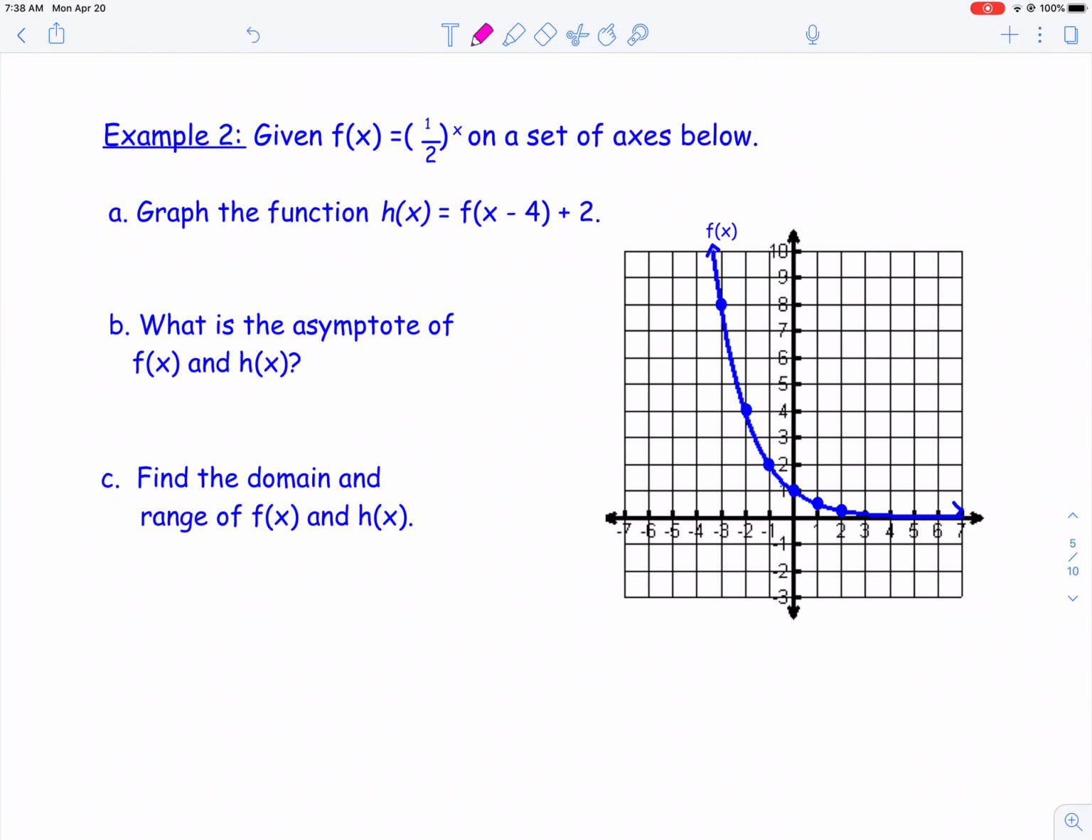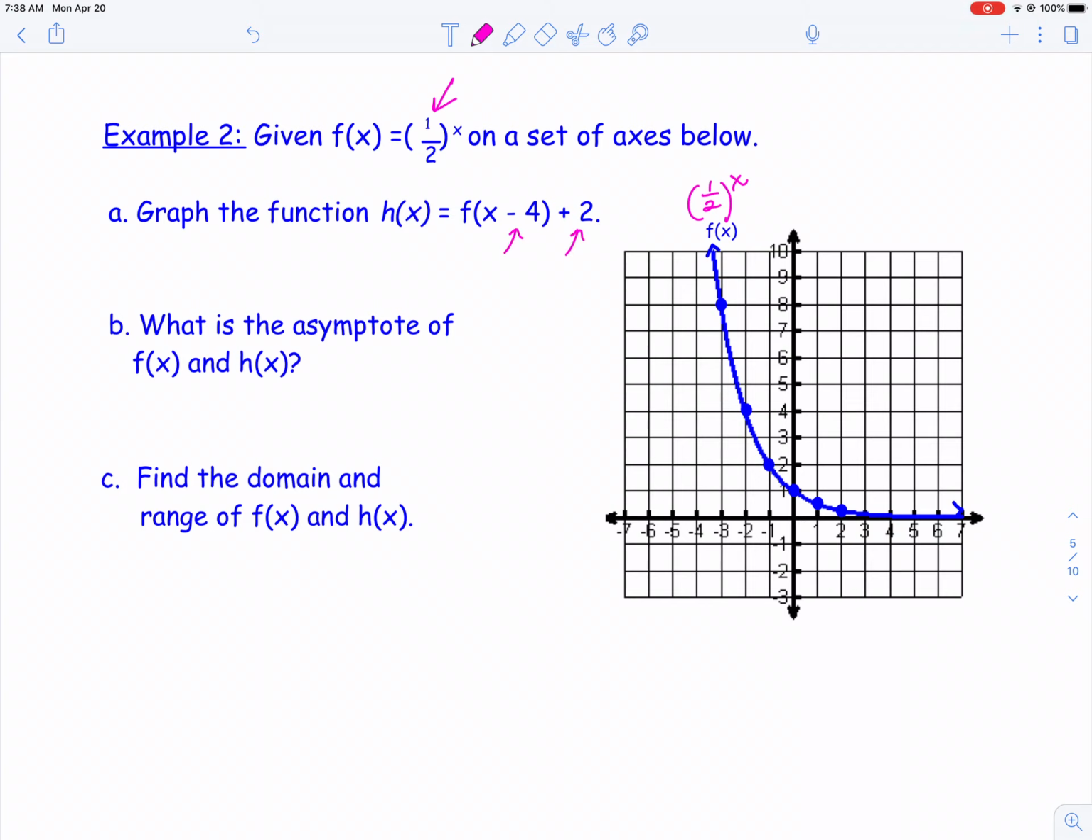Okay, let's look at some of our transformations. So everybody take a look at this graph that I'm graphing, and notice, look at the base, a half. This base is 1/2 to the x, and they want you to graph on the same set of axes f of x minus 4 plus 2, and we have to remember some of our transformation rules.